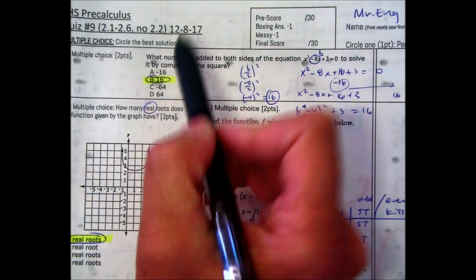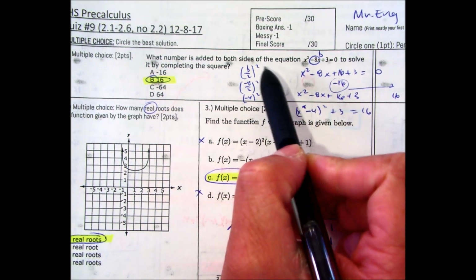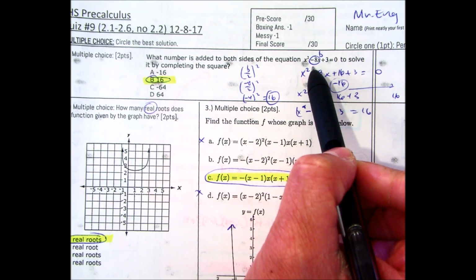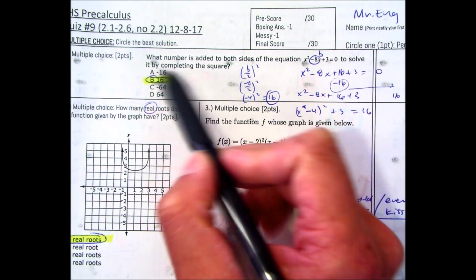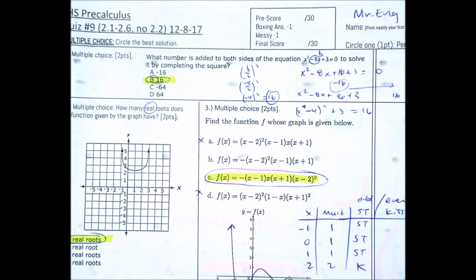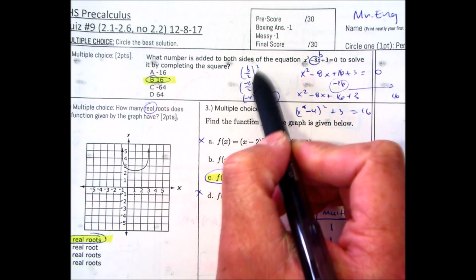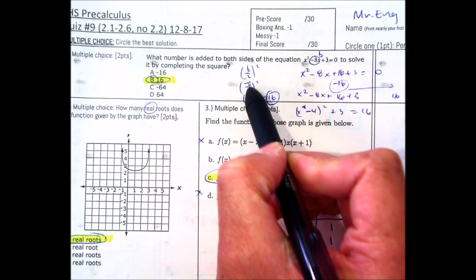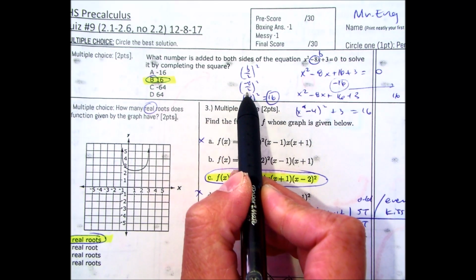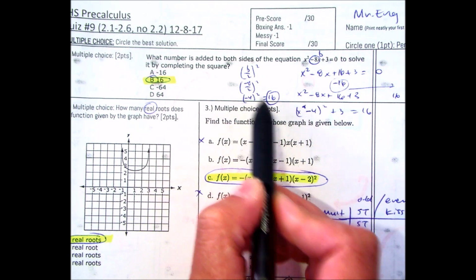Question number 1. What number is added to both sides of the equation x squared minus 8x plus 3 equals 0 to solve it by completing the square? Completing the square, you have an equation, b over 2 squared. My b value is negative 8. Half of negative 8 is negative 4, and you square it, you get 16.